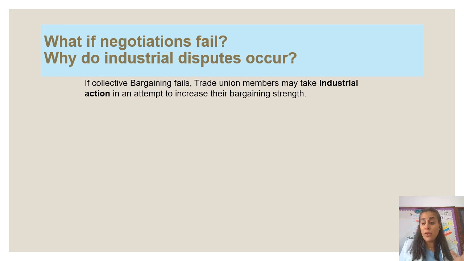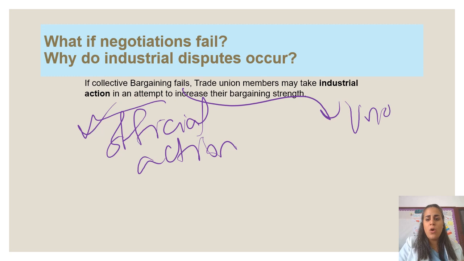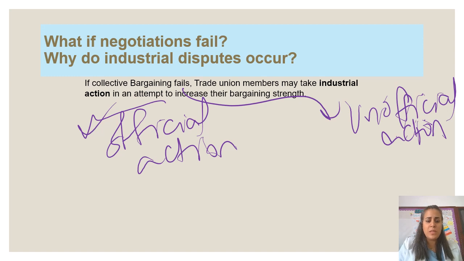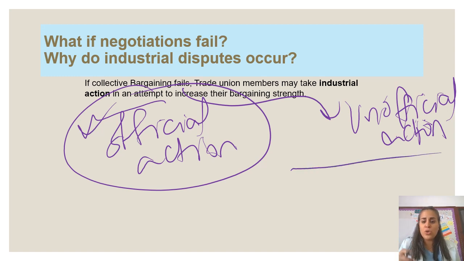They could either take something called an official action or an unofficial action. What is the difference between these two? Official action, it means they have the backing up of the union. Whereas non-official action, workers do not have the support of their union.